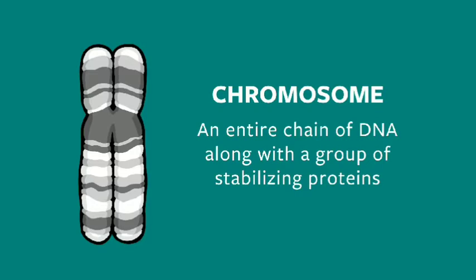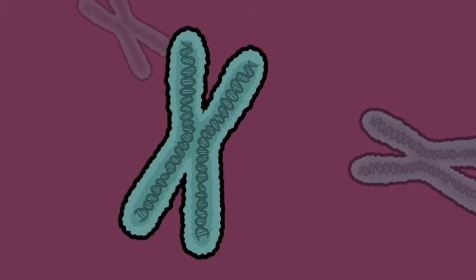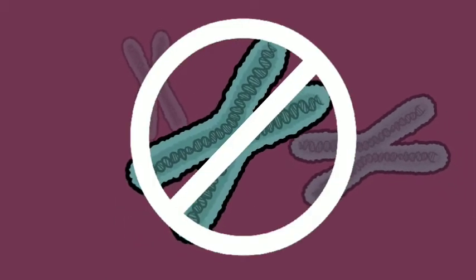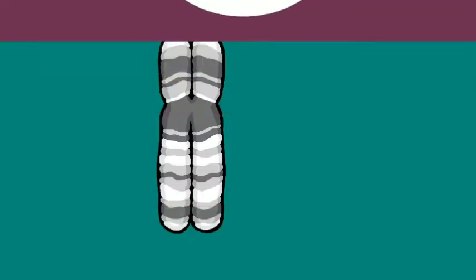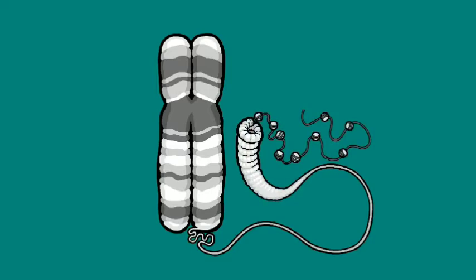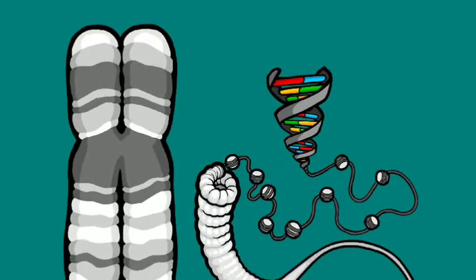A chromosome is an entire chain of DNA along with a group of stabilizing proteins. You may have seen images showing DNA trapped inside a chromosome, sort of like this. This is not how chromosomes hold their DNA. If you were to unravel a chromosome, you would see that it's made of a thread, sort of like a spool of yarn. Zoom in again and you'll see that that fiber is a collection of protein orbs called histones, which are wrapped with a string-like structure. Zoom in on that string and you'll find that this is the chain of DNA.